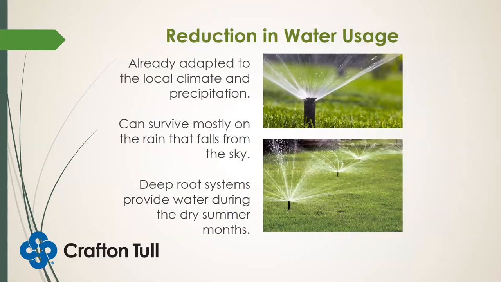Also, since they're already adapted to our local climate, the need to irrigate water and to keep them watered throughout the year is significantly reduced. Now, there may be a need during the first year after a planting to keep them watered to help them get established, but generally once the plants are established, they require very little maintenance and irrigation and can survive mostly on the rain that falls from the sky.